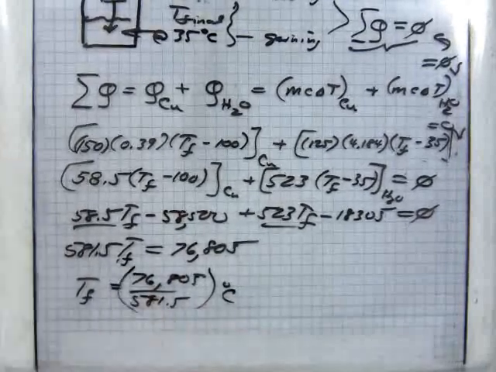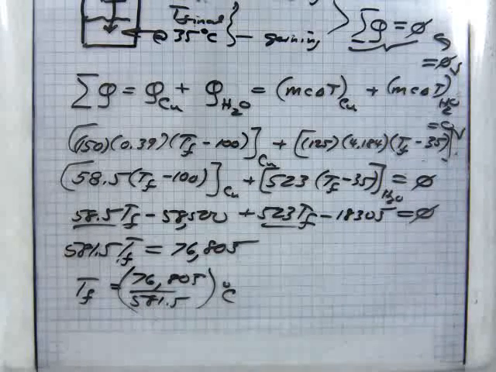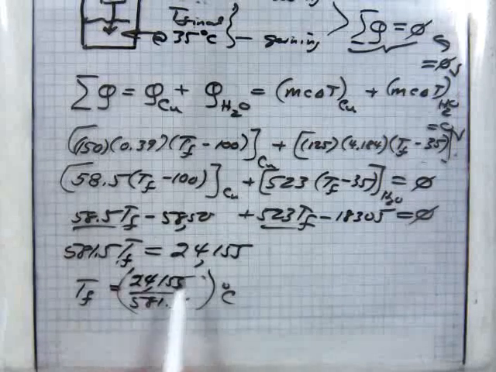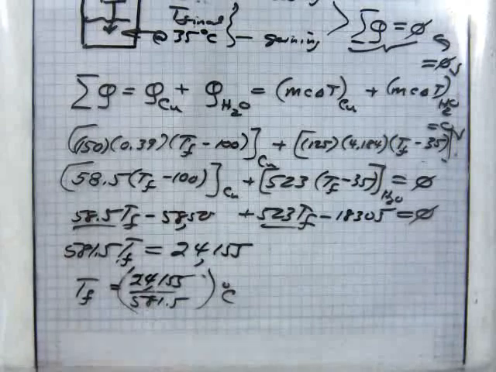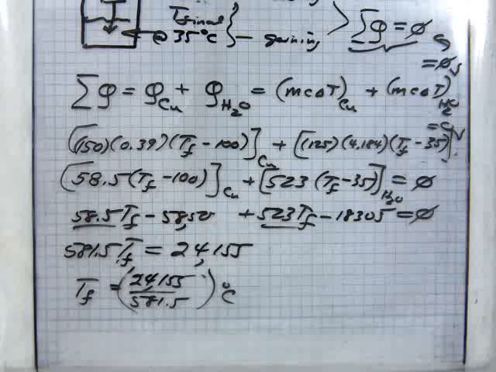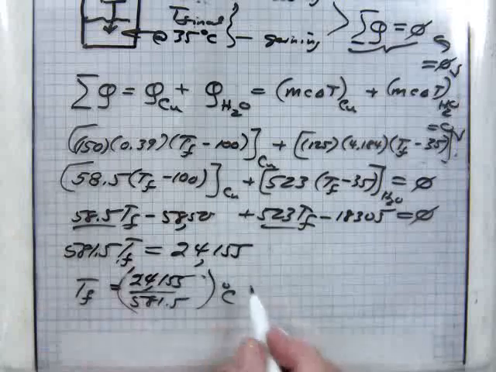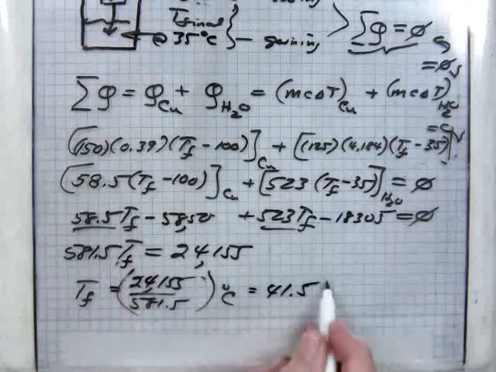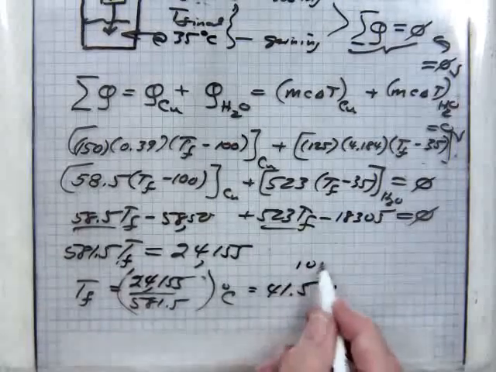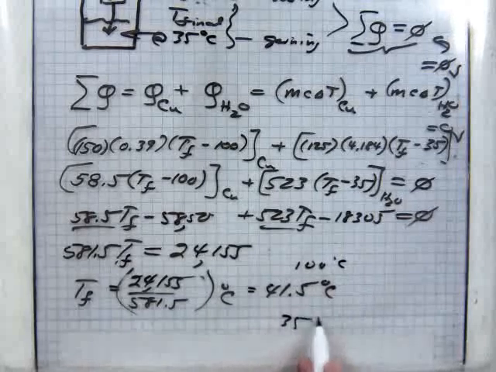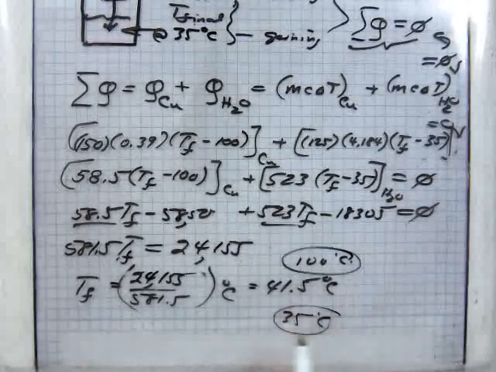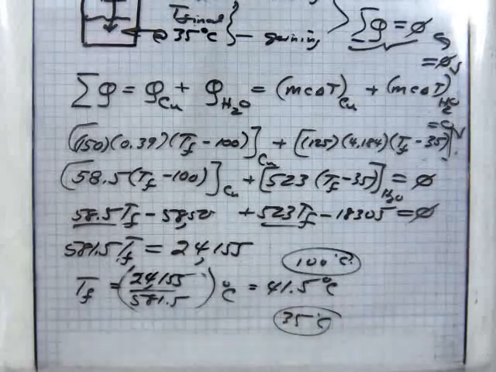That's what I'm talking about. Wait till the end of it to get the degrees C in there. Okay, adding those two, is that what you got? 24,150, okay. Divided by 581.5. And I got 41.5 degrees C. So that is between 100 degrees C and 35 degrees C. That's where you started with the metal, and it came out in the middle somewhere.